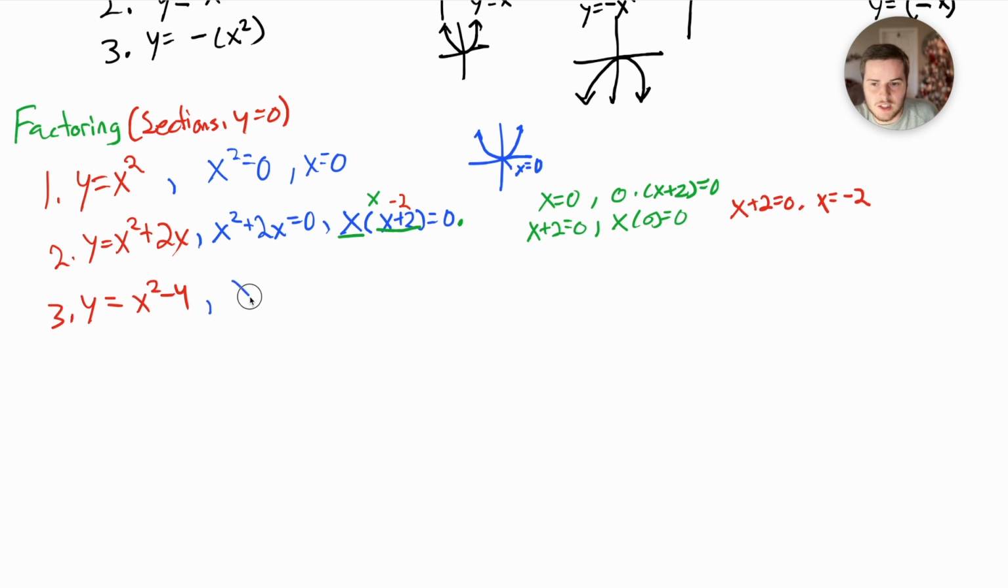So this is slightly easier. X squared minus 4, we want to know when that's equal to 0, when y is equal to 0. So we're going to add 4 to each side. We have x squared equals 4. And now the way to solve for this, if you haven't seen it before, we can say that's the square root of x squared equals the square root of 4. And that's going to be x is equal to plus or minus 2.